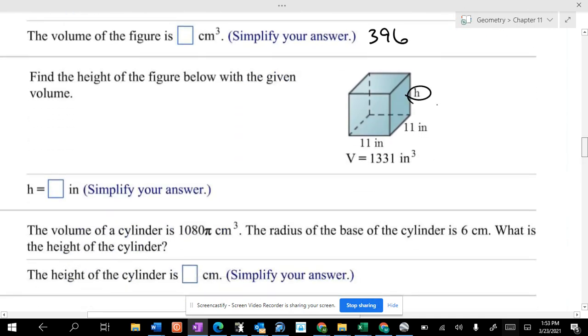Here, we're looking for the height. We just work backwards. Volume equals the area of the base times the height. Divide by 121.